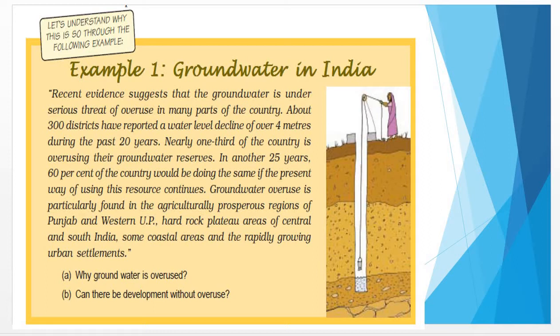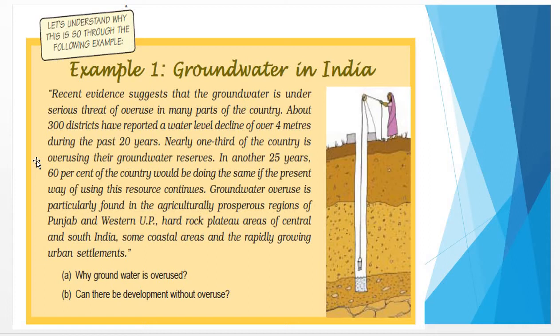Over here, there is a word that is overuse. Groundwater indeed is available for us to use, but it should not be overused. This term overuse means that we are using more than what is being replenished by rain. So we need to reduce our consumption so that groundwater is not only present currently but also in future.